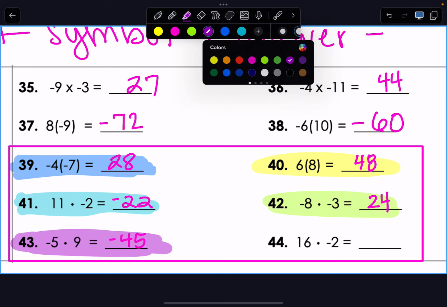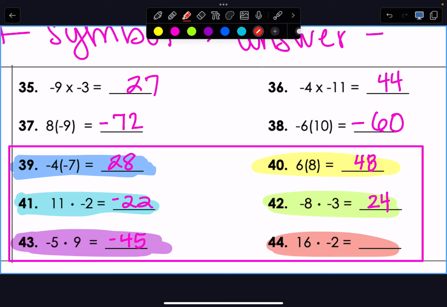All right. And then our red table. What'd you get? Negative 32. We have a positive times a negative, so our answer needs to be negative. Okay?